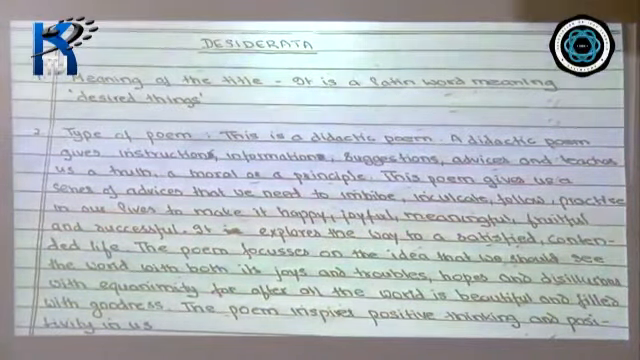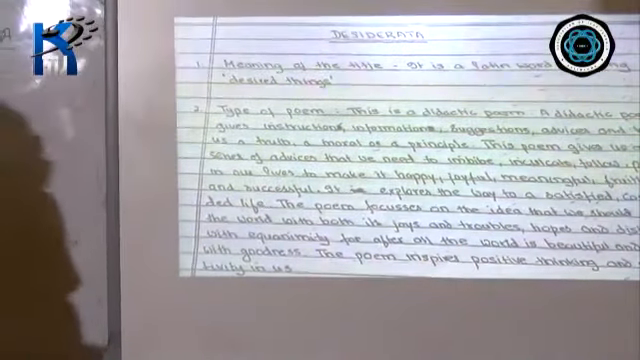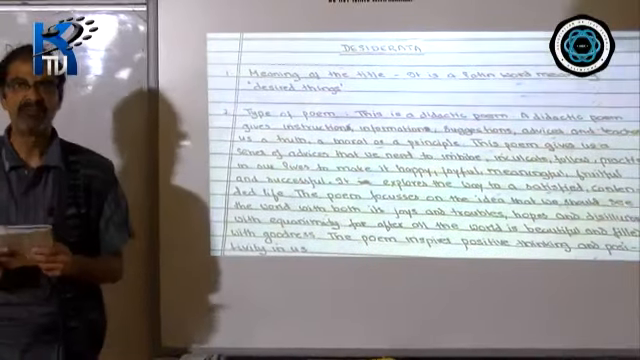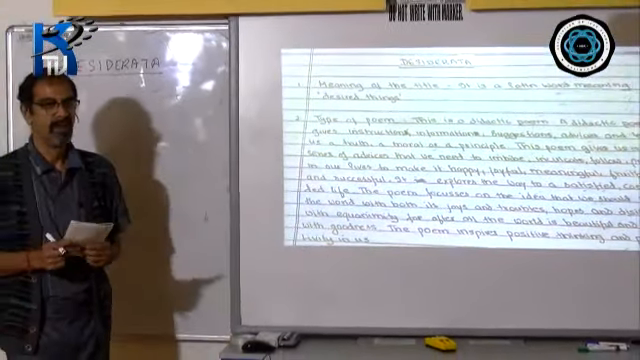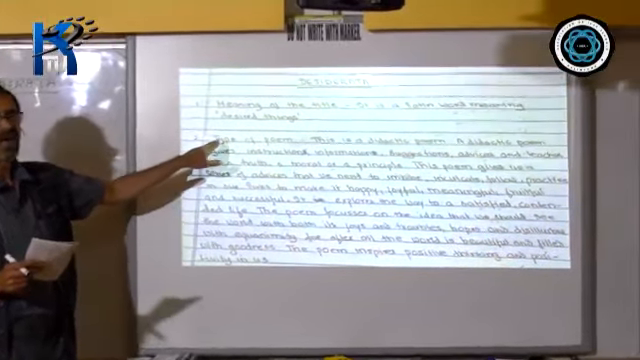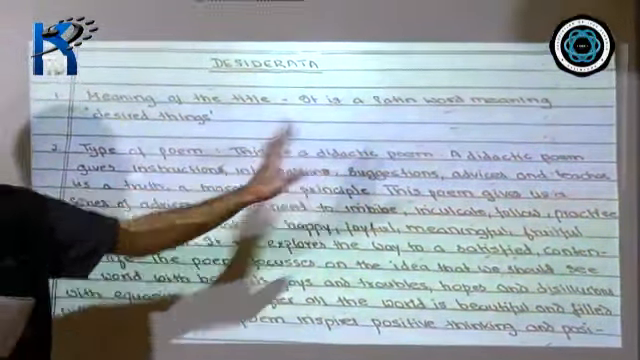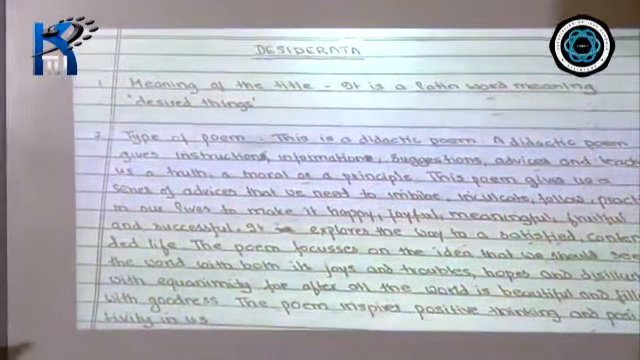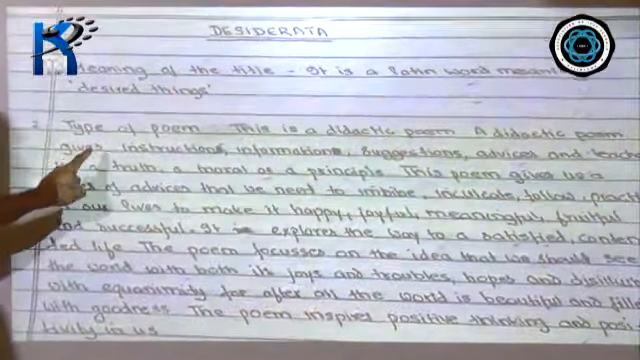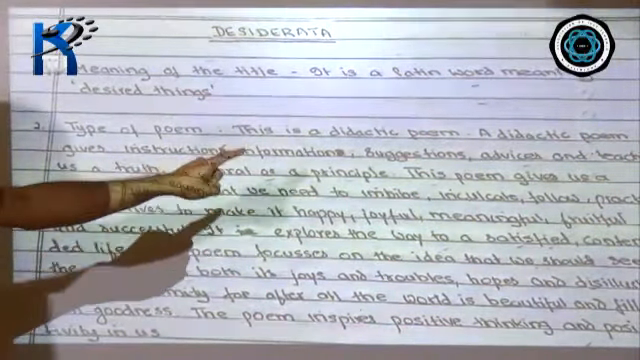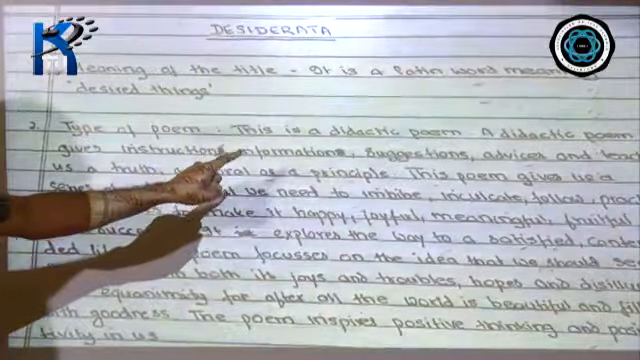Now, what are the things which are so desirable? If you have to understand what are the desired things, then you will have to first understand what kind of a poem is desiderata. So we move on to the kind or the type of poem that is desiderata. This poem is a didactic poem. Now the question arises, what is a didactic poem? A didactic poem gives us instructions, information, suggestions, advices, and teaches us a truth, a moral lesson, or a principle.